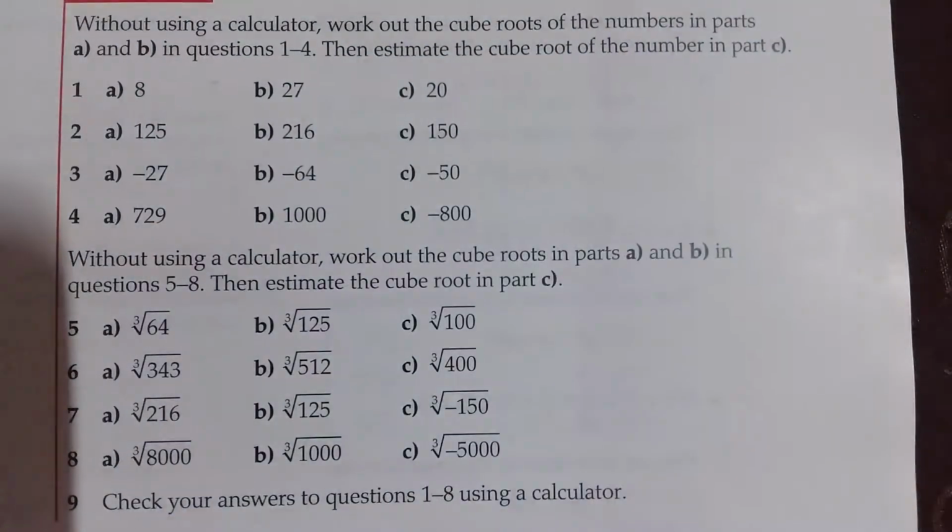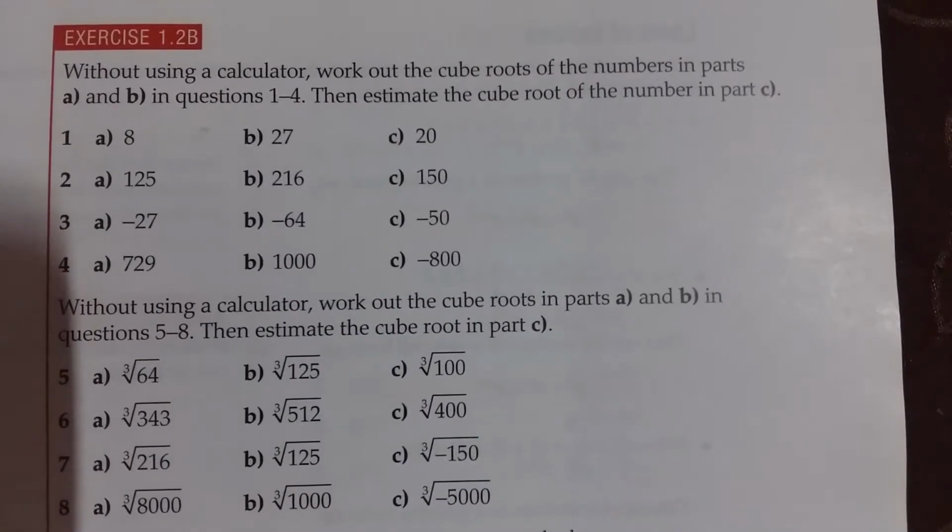Hello friends, we are going to solve today exercise 1.2b of Checkpoint Book 3 Maths. Without using a calculator, work out the cube roots of the following numbers in parts A and B in questions 1 to 4, then estimate the cube root of the number in part C.